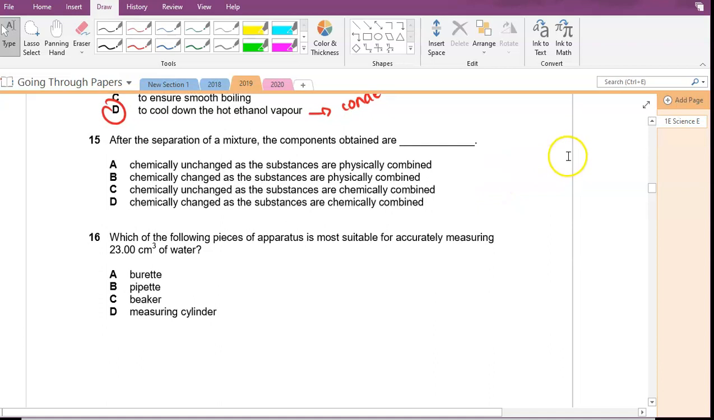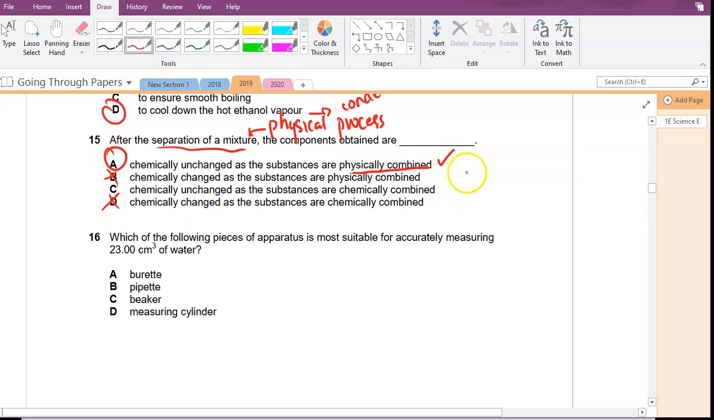Next, question 15. After separation of a mixture, so to separate a mixture, we'll typically use a physical process. The components obtained will definitely be chemically unchanged, so B and D is out because I use a physical process to change it only, to separate them. So that's why it is not chemically changed, it should be chemically unchanged, as the substances are physically combined. So answer would be A.